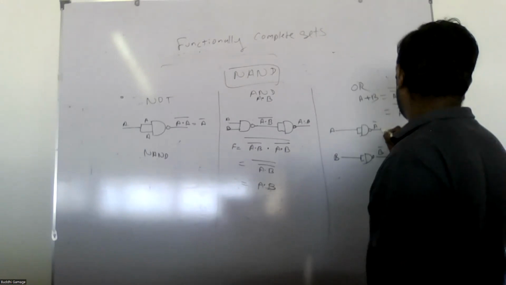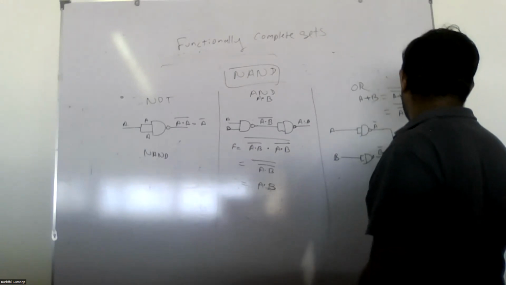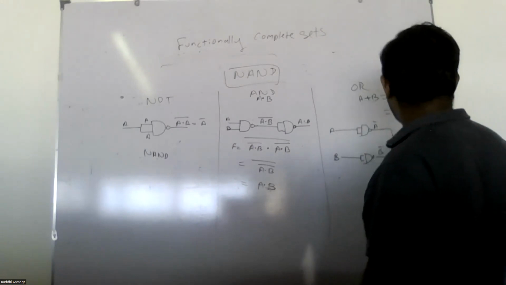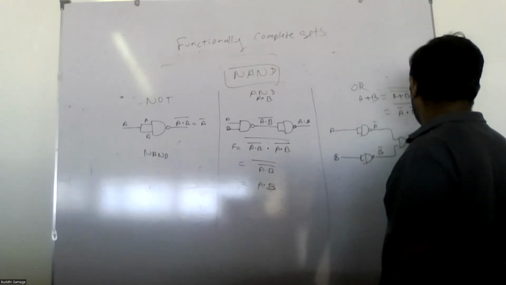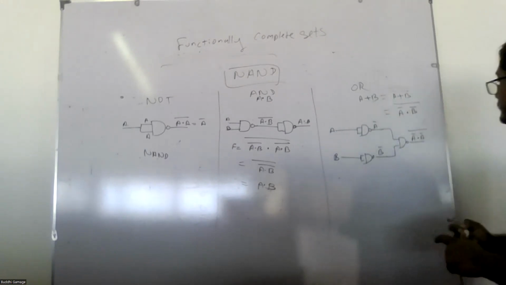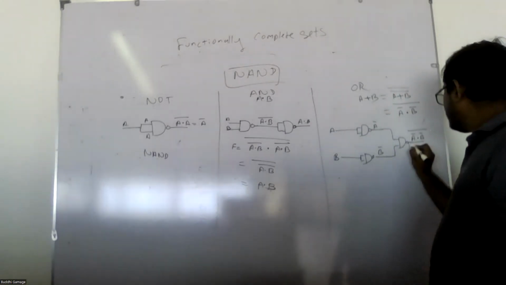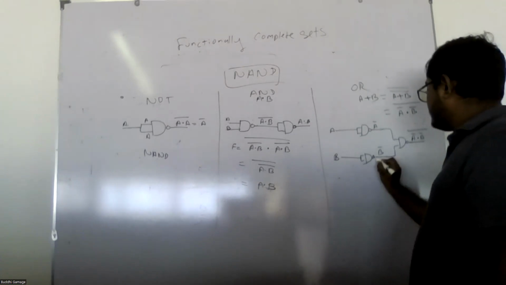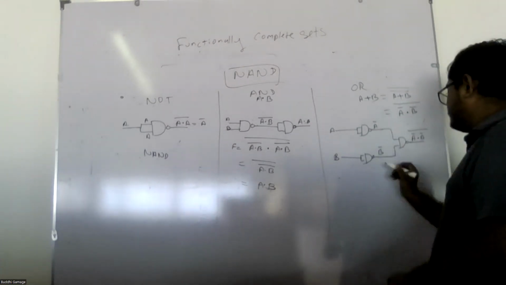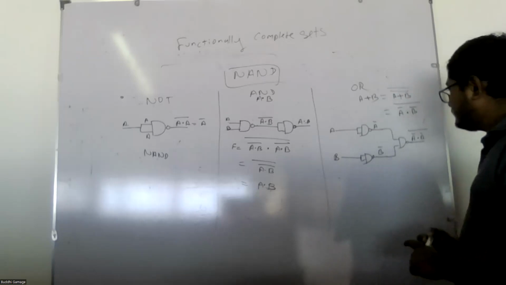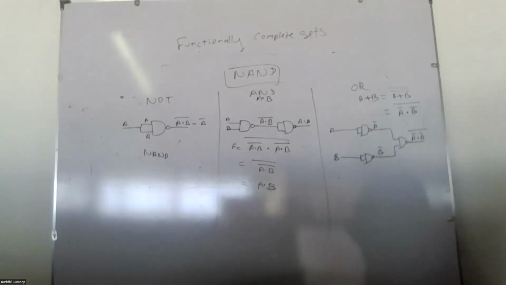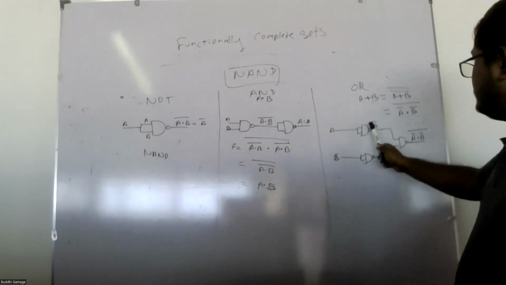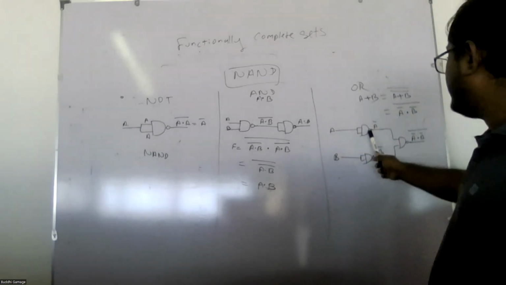And simply, so what is this? A bar dot B bar into not. So make sure to connect these parts. Very simple as it is. So here only NAND gates.